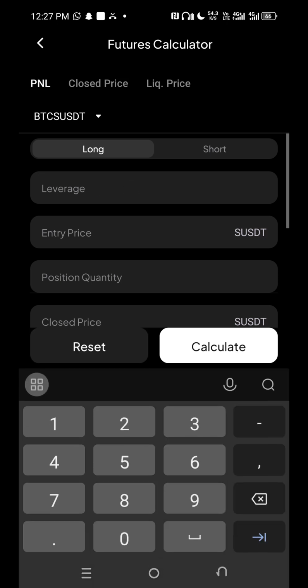Now, this is the leverage. I'm putting 200x leverage. Let's say BTC, I want to sell it at 94,000.